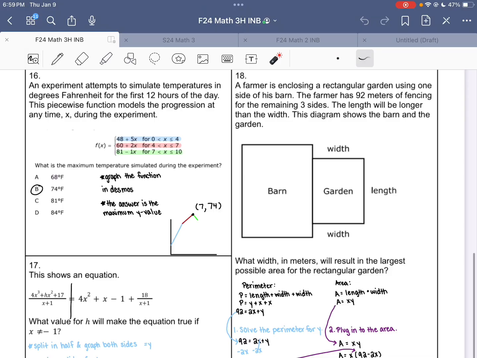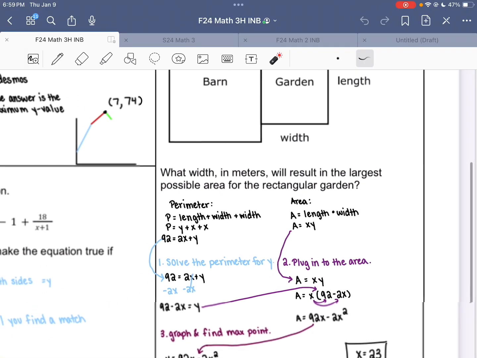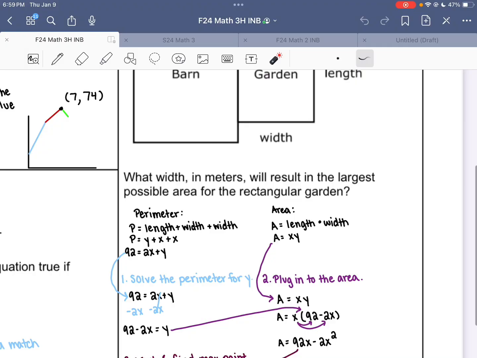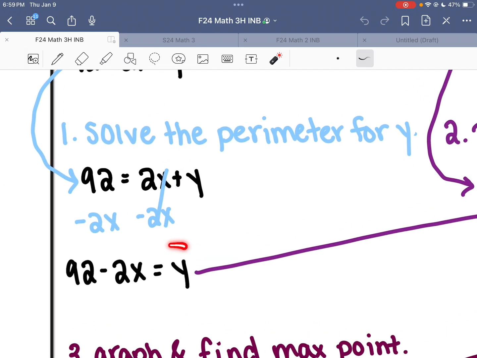I'm also going to end up using the area. An area is always length times width, which in this case would be x times y. So I'm going to plug in my perimeter into the area. And in order to do that, I have to get the perimeter to be solved for y. So I'm going to take the perimeter that we figured out, and I'm going to get y by itself by subtracting 2x from both sides. When I do that, I get this function right here.